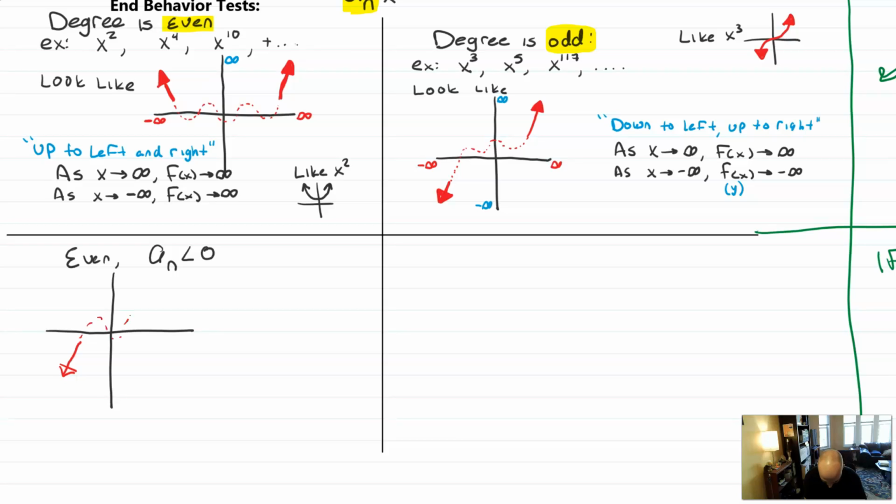You might have some stuff going on in the middle, but instead of shooting up and up, the graph is going to go down and down. So we would say this is down to the left and right.